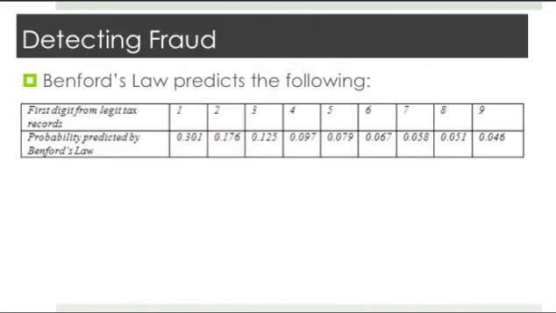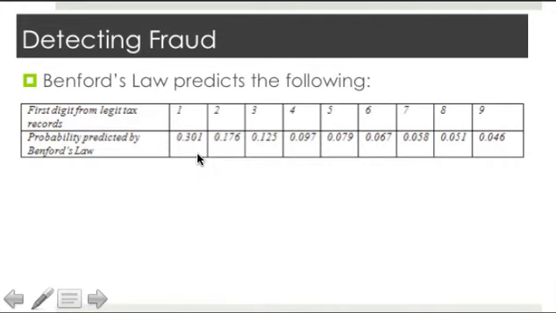Here's an actual table of what Benford's Law predicts. You can see up here in the first row, the first digits from legitimate tax returns are labeled from 1 to 9. Then you can see the probability predicted by Benford's Law given in the second row. If you were to add these up, these probabilities would all add to 1. All the possible outcomes, 1 through 9, can be assigned a probability that you see right here in the second row.